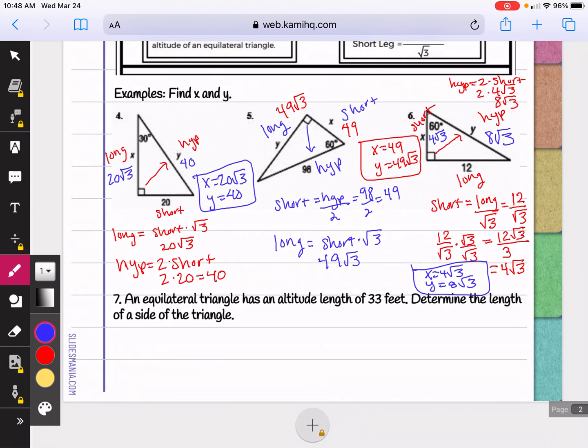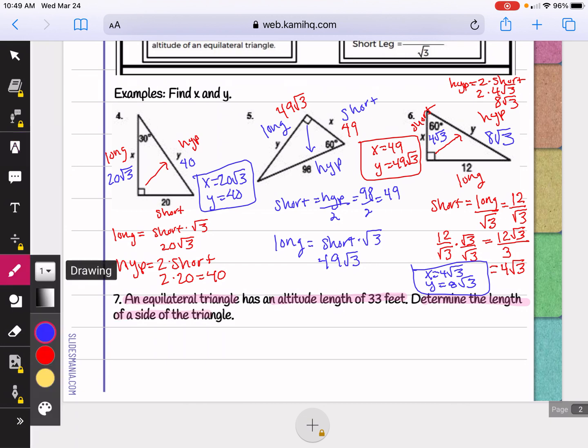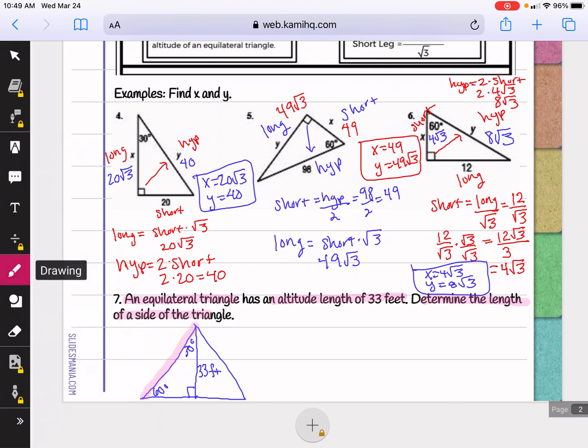Now the last question here is a word problem. It says an equilateral triangle has an altitude of 33 feet. Determine the length of a side. So if we draw an equilateral triangle, the altitude would be the height. So here our height is 33 feet. Remember, a 30, 60, 90 is actually half of an equilateral triangle. So what they want us to do here is find one of the sides, which is actually the hypotenuse.